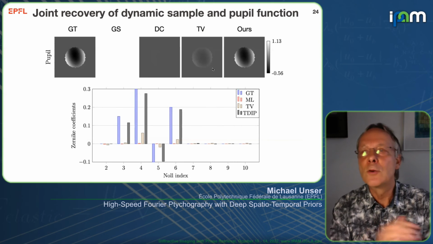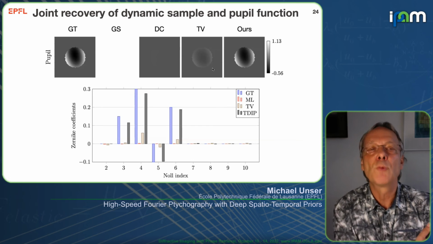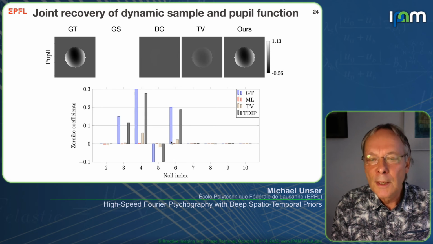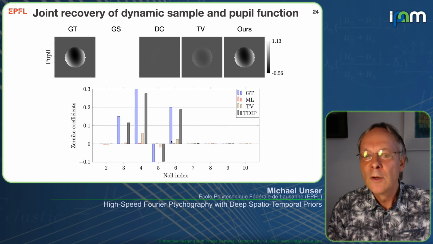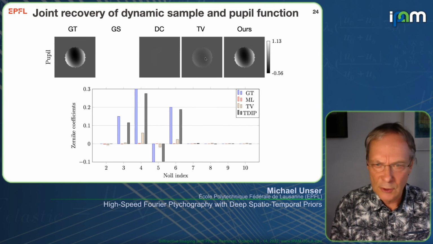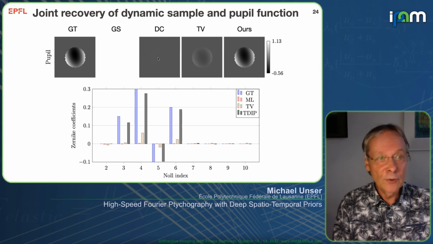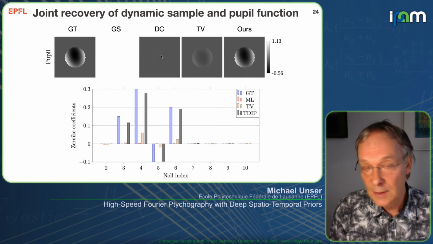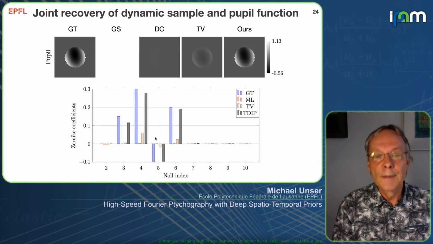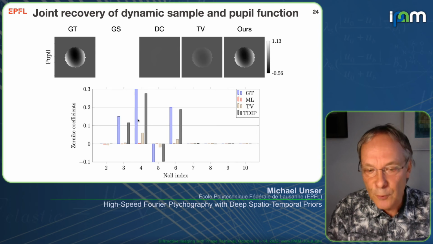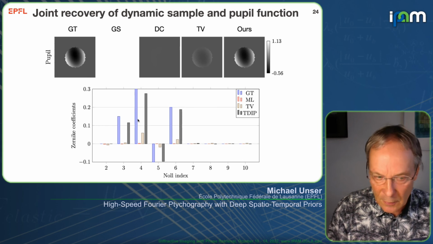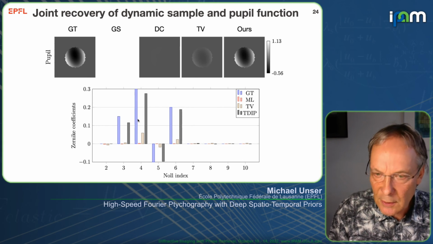Okay, so now if we look at that experiment, how well did we estimate the pupil? Here in blue are the exact Zernike coefficients of the pupil, and in gray is the one that is recovered by our algorithm, and the others are actually not so able. Actually, this data consistency doesn't get the pupil at all, and the total variation gets a little in the direction of the pupil, but actually doesn't do such a good job. So here we have an even stronger advantage because we're getting the pupil right.